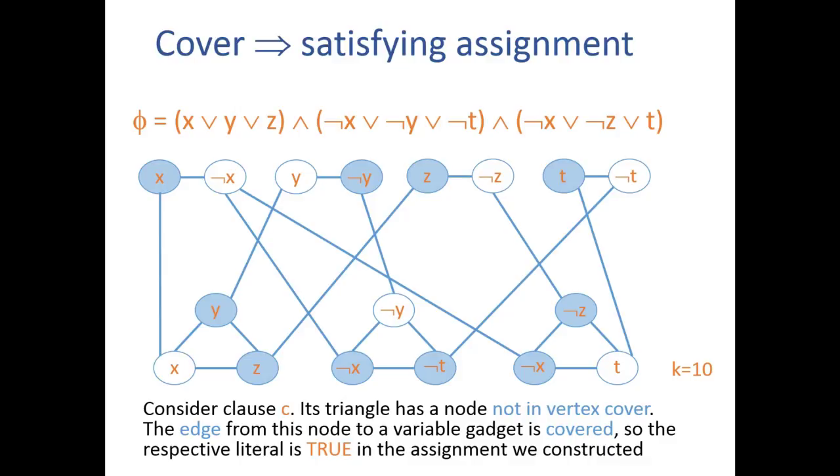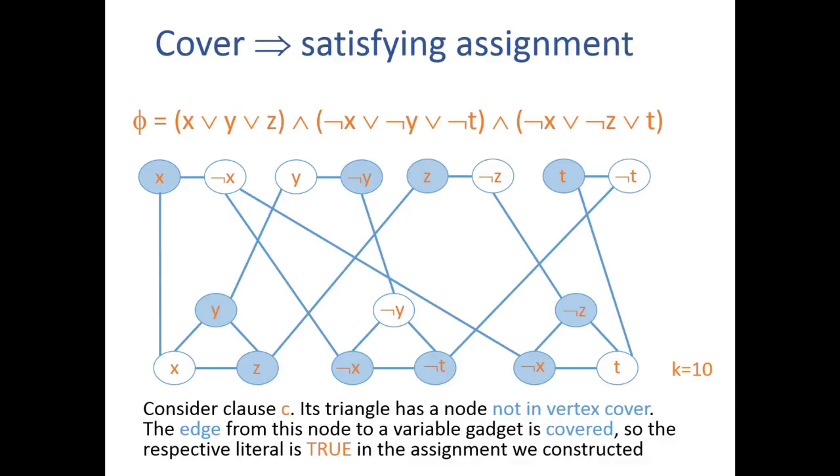Well, we know that the edge that touches y is covered, because we start with a vertex cover. Therefore, the edge from y goes to a selected node. This means that in our assignment, we set y to false. So this edge being covered means this edge goes to a blue node, and the blue node here tells us to set y to false. And if y is set to false, then this clause is satisfied.